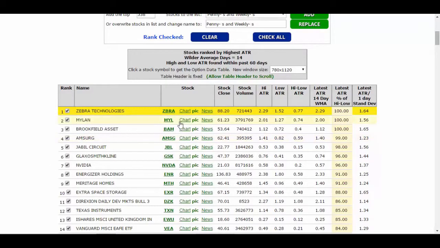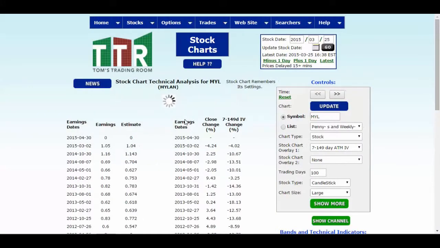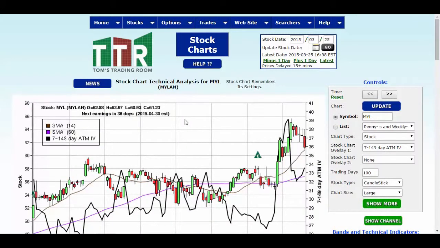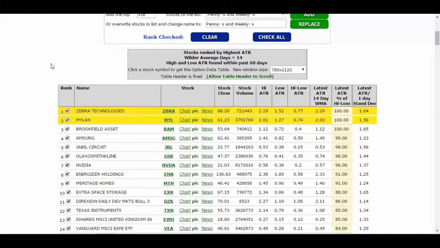Let's go back and look at the next one on the list, which is Mylan, MYL, and when it populates, you'll see a chart. You'll scroll down once again to look at the true range and the average true range calculations, and the blue line is at or on the 100% part of its range. What we're looking for, folks, here again is not an indication of the direction up or down on the stock. It's more or less confirming whether there's interest or disinterest on the move that's already happened.